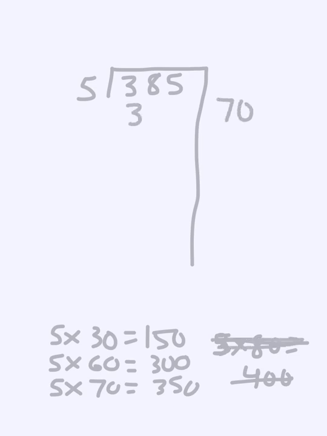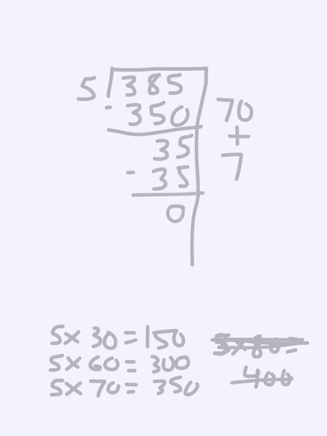5 times 70 is 350. Subtract. 5 minus 0 is 5. 8 minus 5 is 3, and 3 minus 3 is nothing, so 35 remain. And that's a basic fact. So 5 times 7 is 35 with no remainder. So the answer, the quotient, is 77 in this problem.